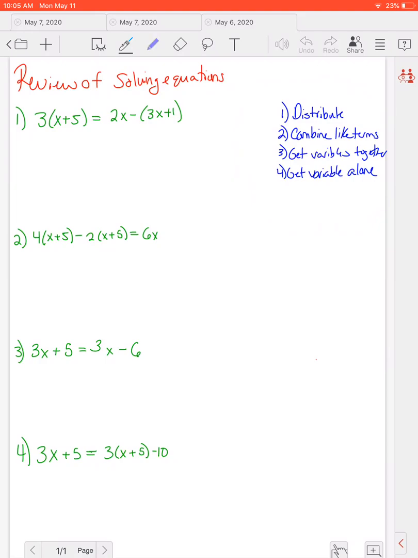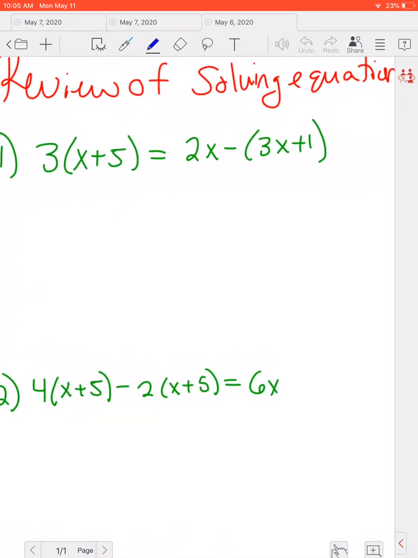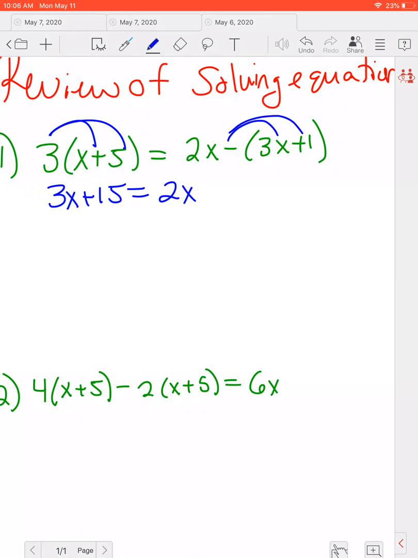variable. Okay? So if I'm looking at this problem, the first thing I see is we have some parentheses, so I'm going to distribute my 3. 3 times x is 3x, 3 times 5 is 15, equals, no distributing for 2x, but I do need to make sure I distribute this negative sign. Remember too, if there had been a negative 4 here, we would have distributed the negative 4 all together. But it's just a negative, so we're just going to do minus 3x, and negative times a positive 1 is a minus 1. Then the next step, we need to combine like terms.